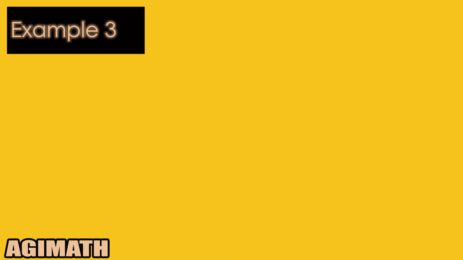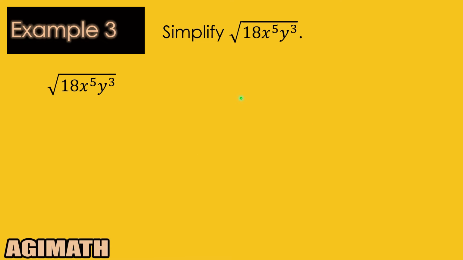Third example. Simplify the square root of 18 x to the power of 5 y to the power of 3. Okay, on the third example, I included a variable because when there are variables, it is easier. So first thing we are going to do, we concentrate with the number 18. And then observe that our index is 2, so we should be looking for perfect square.